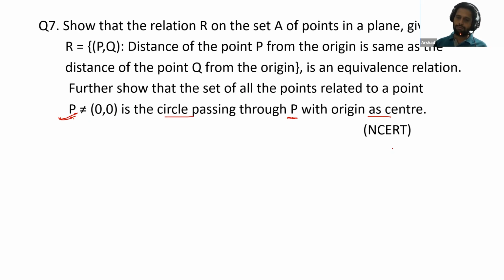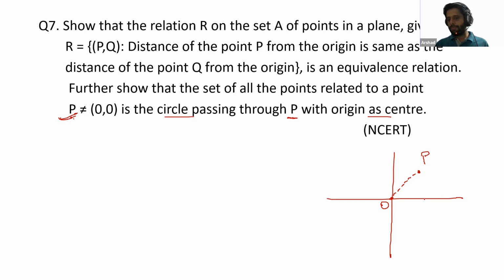You have an origin here. You have this origin, and they have assumed that there is a point P. Now they are saying that the set of all the points which are related with P, okay, what is P? This is origin. So they are saying that all the points which are related with P is the circle passing through P with origin as the center. All the points related with P will form a circle which will pass through P, and origin will be the center.